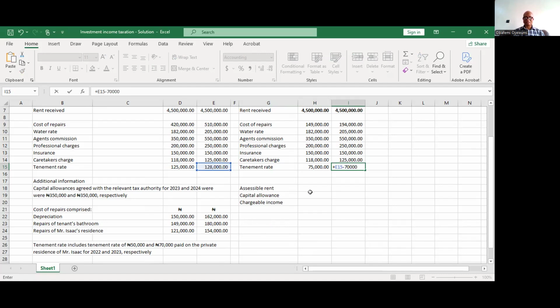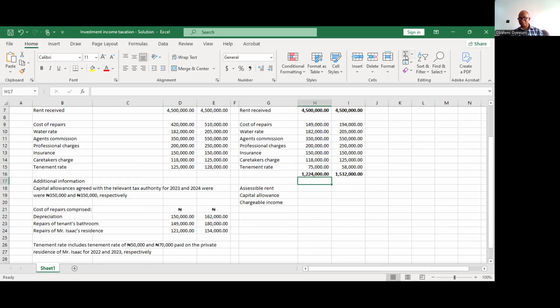Now let's arrive at the tenement rate for the building that has been rented out. That's what we've been able to arrive at. So let's add everything together to find out how much total expenses will be removed from the income. That's what we've been able to get, as the total expenses that are allowable for the purpose of this particular transaction, for the entire year for 2022 and 2023.